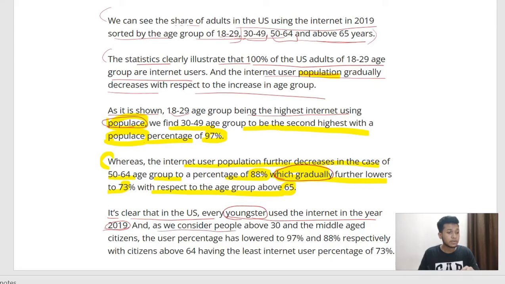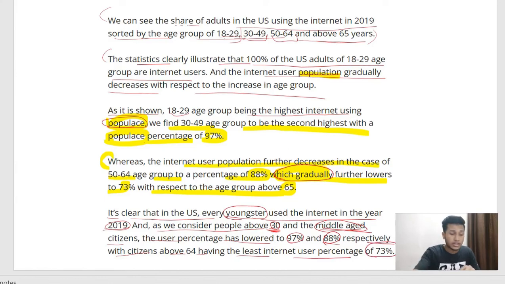And as we consider people above 30 and the middle-aged citizens, above 30 is something, and middle-aged means the people in between the age group of 50 to 64. This is called middle-aged. So use this type of words. The user percentage has lowered to 97 and 88. 97 is for the 30 age group people and 88 is for the middle age group people respectively, with citizens above 64 having the least internet user percentage of 73.